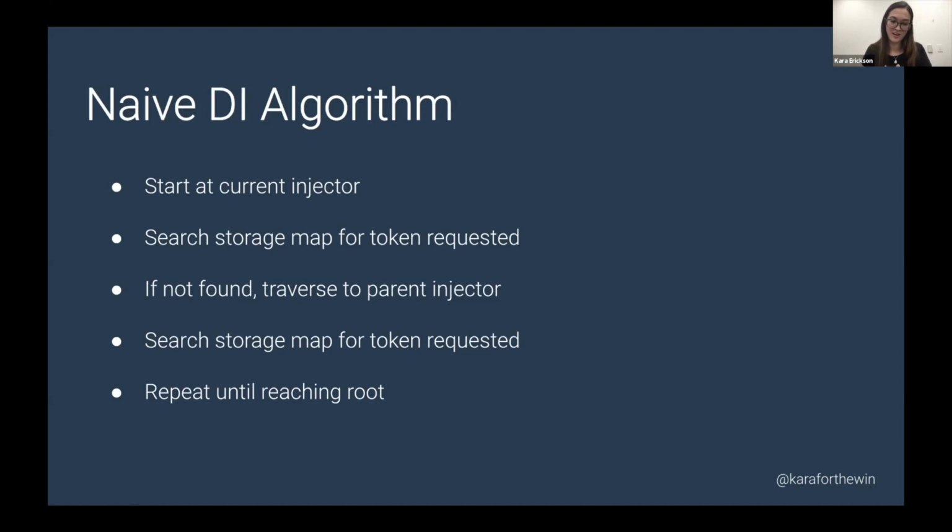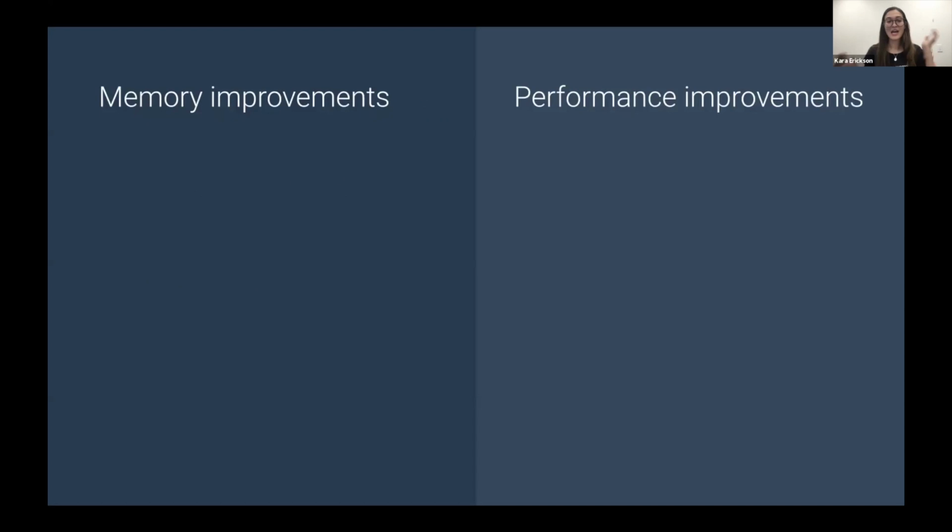This would be totally fine. You could have maps for every node. You could do this. However, something like dependency injection, which happens while views are being created, is really performance sensitive. It's in the critical path. So this is what's going to be happening when you're loading your application for the first time. For this reason, we have to be really careful about both memory and performance. So there are improvements that we can make.